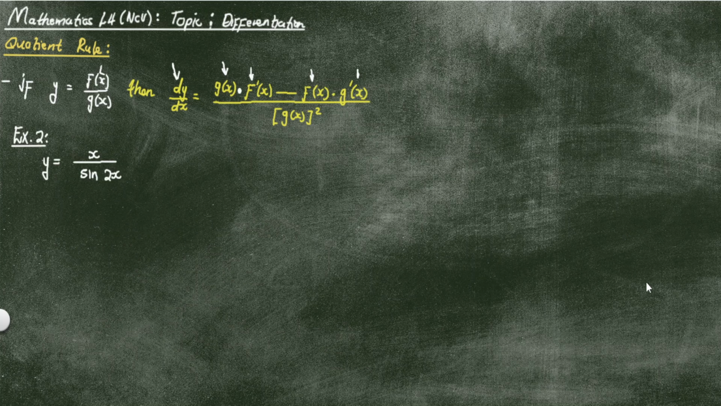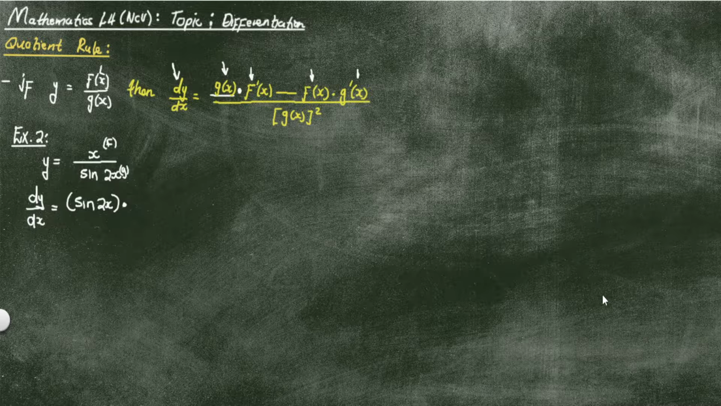Let's take another example. Say we have something that looks like this, with f and g. Let's get the derivative for this. We're going to start with the g function. So dy over dx is equal to g of x, which is simply sine 2x, multiplied by the derivative of f. Let's make it interesting and put a squared: so an x squared. The derivative of x squared is 2x, minus f of x, which is x squared, multiplied by the derivative of g.